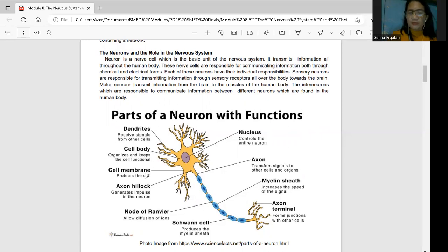How about the cell membrane? In humans, there is no cell wall, only a cell membrane, which protects the cell. It acts as a semi-permeable membrane that controls what goes in and out of the cell. How about the dendrites? The dendrite receives signals from the other cells. If there is a signal from other cells, the dendrites receive it. The axon transfers; it carries messages from one cell to another cell.